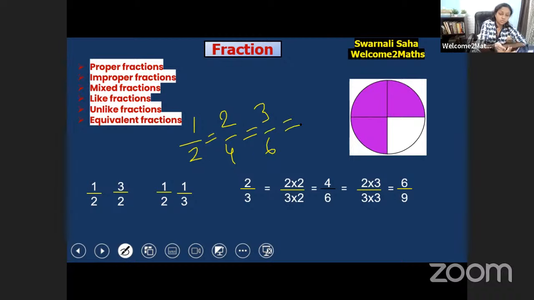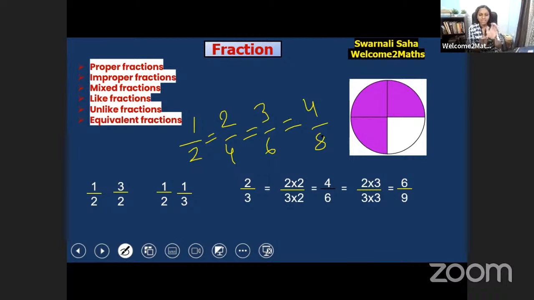And next would be 4. 4 into 1 is 4 and 4 into 2 is 8. Okay, these would be the equivalent fractions: 2 by 4, 3 by 6, 4 by 8. In this way, we have to move on. Okay. Yes, 6 by 12, it's fine. 6 by 12, 3 by 6, 2 by 4, 4 by 8, 5 by 10.